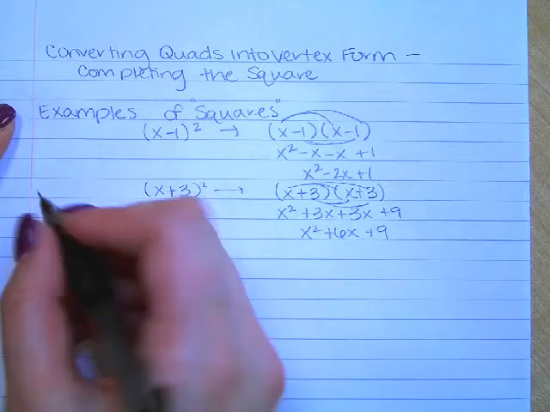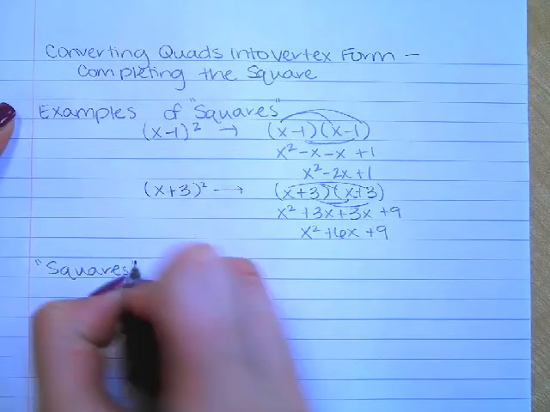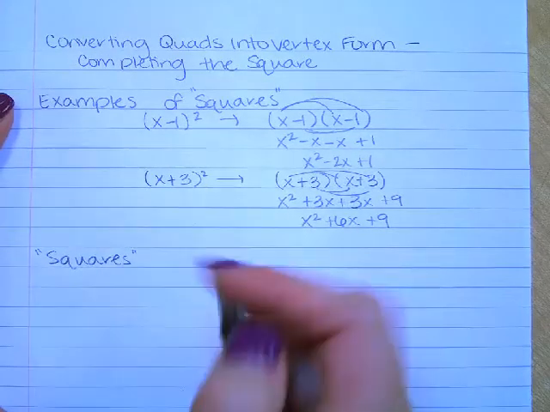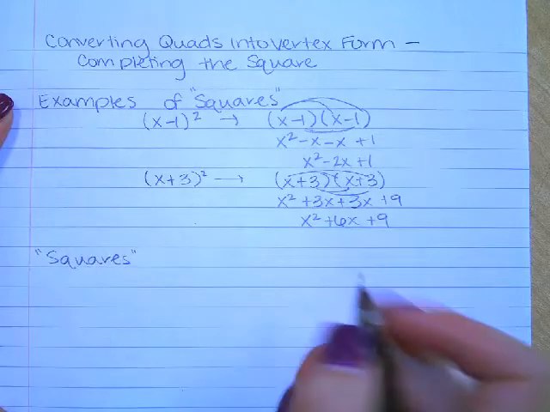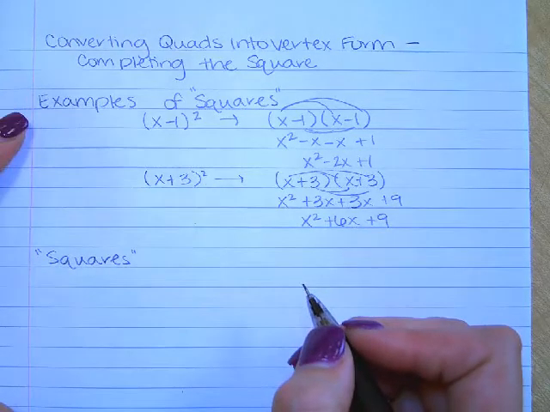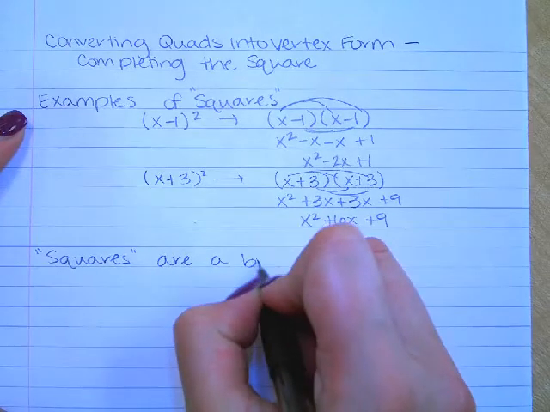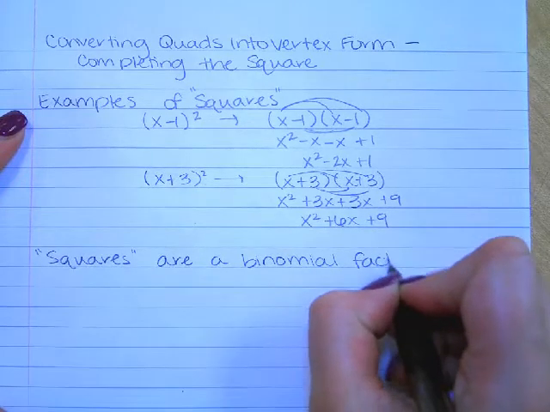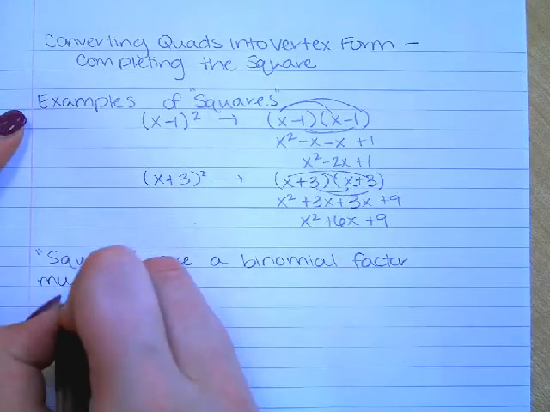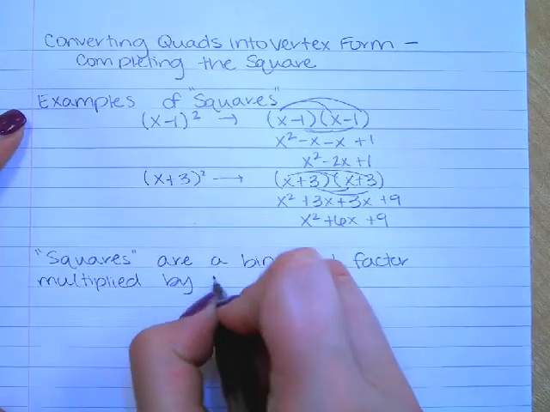So when we talk about squares, what I mean by that is that a square is a binomial factor. This is binomial, it's 2. It's a binomial factor multiplied by itself. So squares are a binomial factor multiplied by itself.